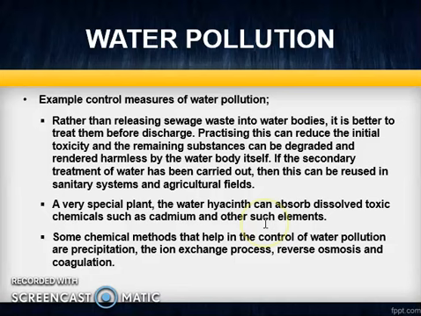Next, another approach or method that can be used to manage the problem is what we call the chemical method. This kind of method helps in the control of water pollution. For example, precipitation, the ion exchange process, reverse osmosis, and the last one, population.